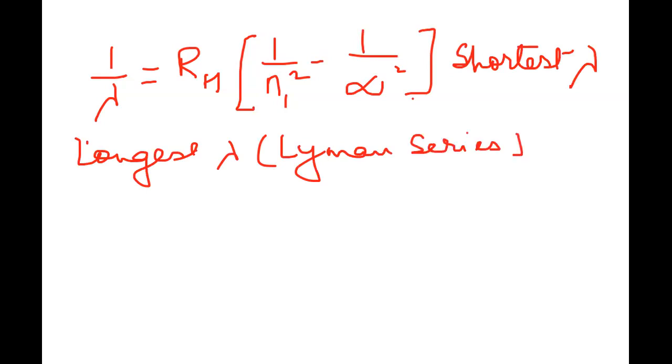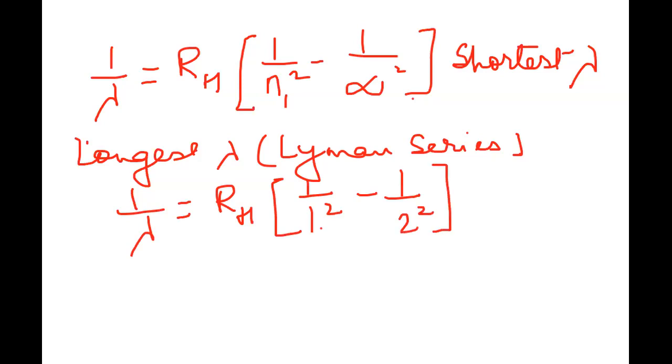If that is what you have to understand, then 1 by lambda, in the case of a hydrogen atom, remember, is going to be 1 by 1 square minus 1 by 2 square. That is the second shell. So you can understand that in this case, 1 by lambda is equal to 3/4 RH, that is Rydberg's constant used here. Or we can say that lambda is equal to 4 by 3 RH.